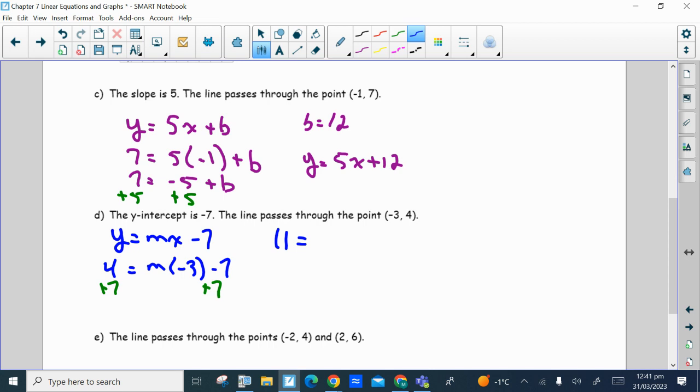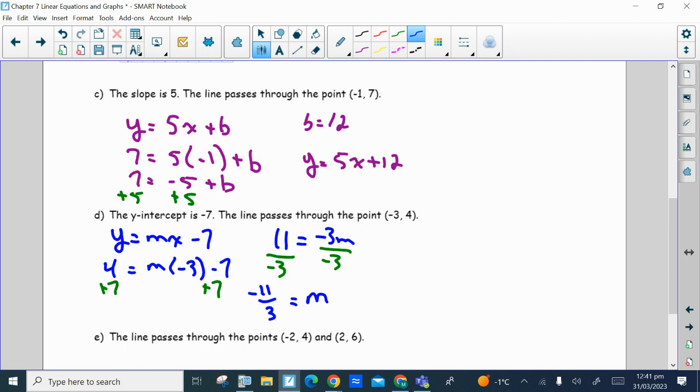That's on the left side. On the right side, we have negative 3m. Right? It's m times negative 3, negative 3m. And so now to get m by itself, we would divide both sides by negative 3. And we will leave it as a fraction because 11 over negative 3 means that the fraction is negative.